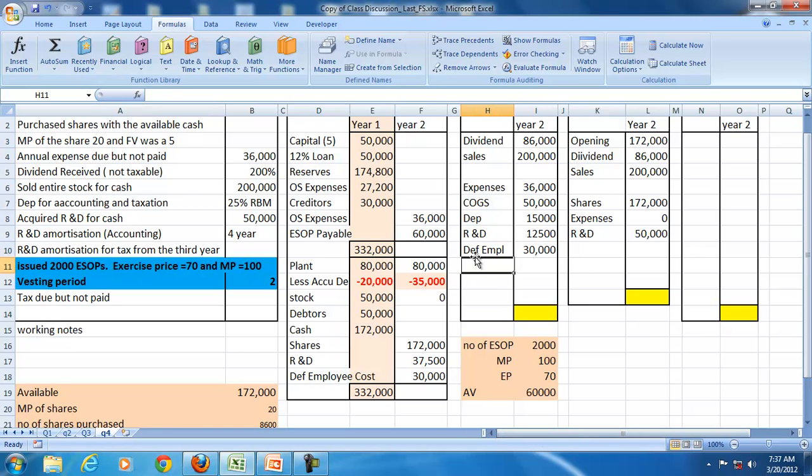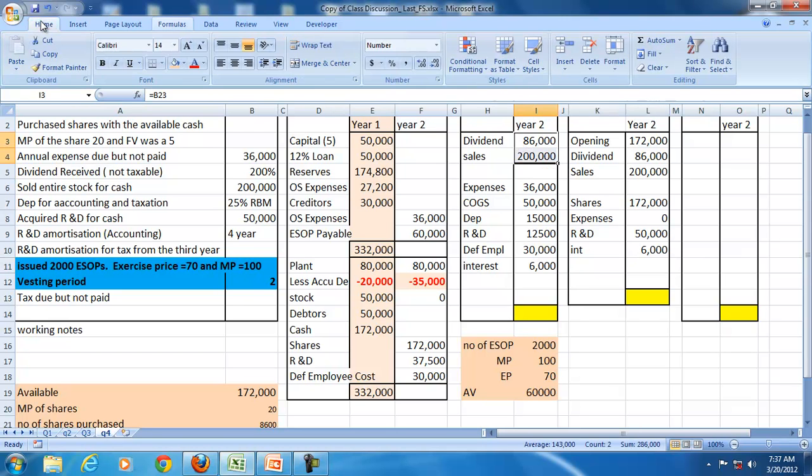Now since almost all expenses are done, let us put the interest. So interest on loan is 12%, and let us assume that interest has been paid. So 6,000 is a cash flow. There are no other incomes, no other expenses. So the total income is 286,000.